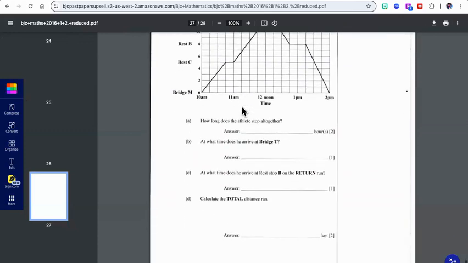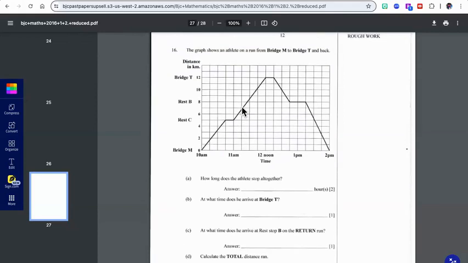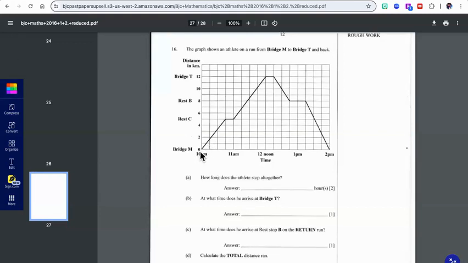But this question says the graph shows an athlete on a run from bridge M to bridge T and back. Remember, at the very beginning, moving from 0 means you're leaving from your original place. But when you see there's an opposite direction going backwards, that means you're returning back to your original place. Of course, the person wouldn't run this way and then go back up.